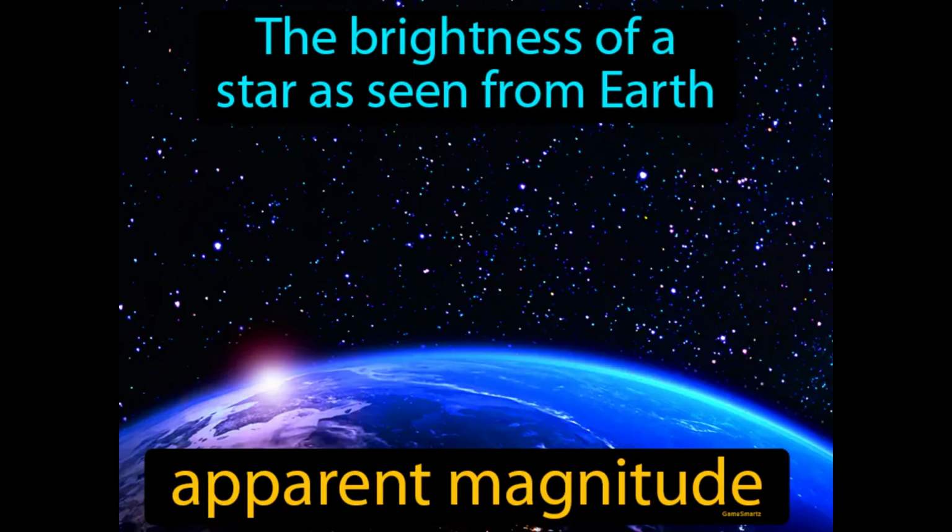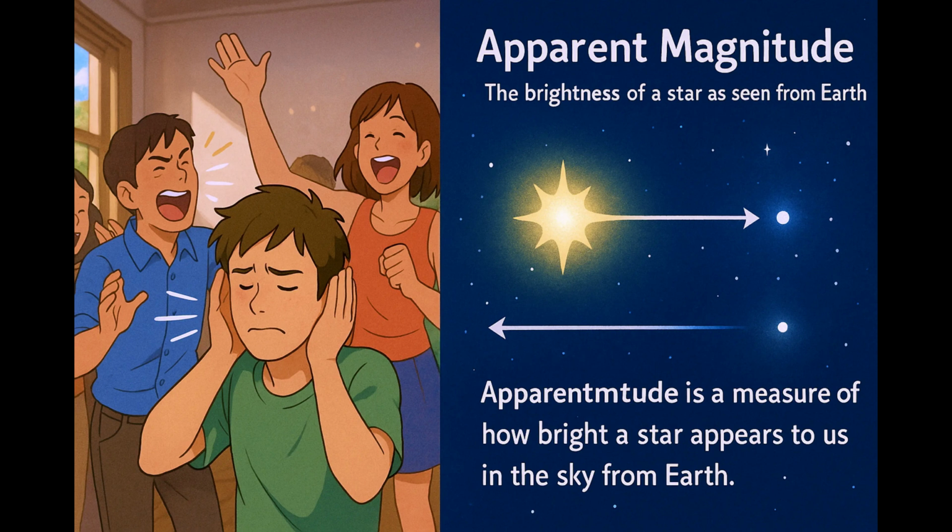The brightness of a star as seen from Earth: apparent magnitude. Apparent magnitude is a measure of how bright a star appears to us in the sky from Earth. Imagine trying to choose the loudest person at a crowded party, where some people are shouting right next to you and others are speaking quietly from across the room.